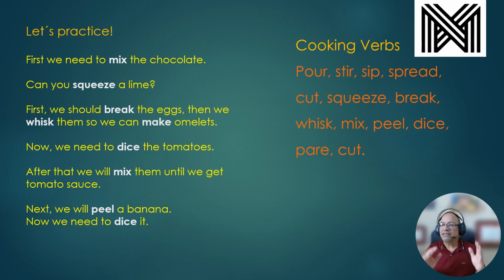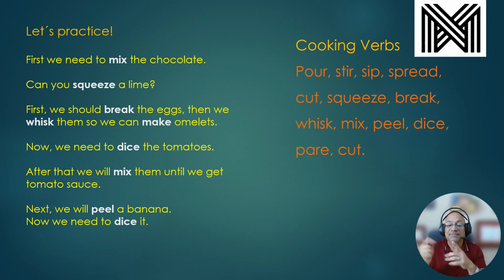Now let's practice. Here are some examples. How can I use these verbs? First, we need to mix the chocolate. Can you squeeze a lime? First, we should break the eggs. Then we whisk them so we can make omelette. Now, we need to dice the tomatoes. After that, we will mix them until we get tomato sauce. So the tomato is runny and smooth until we make tomato sauce. That's what tomato sauce is, runny tomato.